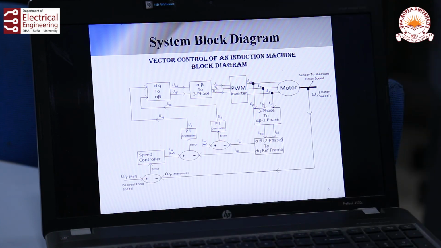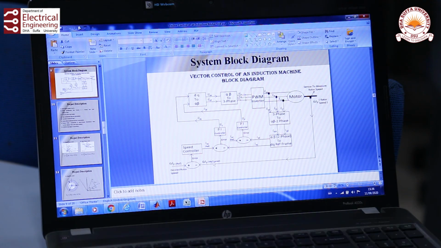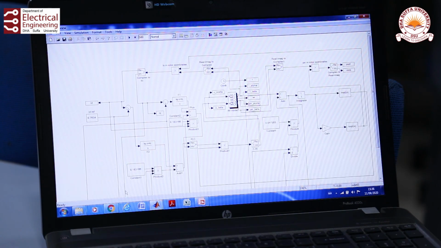So students have simulated this model on Simulink, and very briefly I'll just open that Simulink model. That entire block diagram that I just showed you, students have simulated this on Simulink.